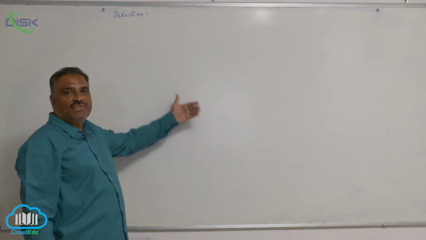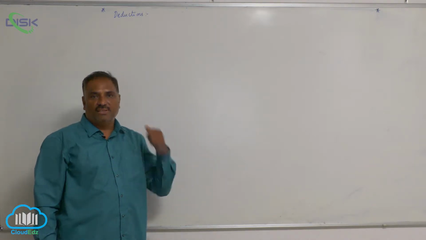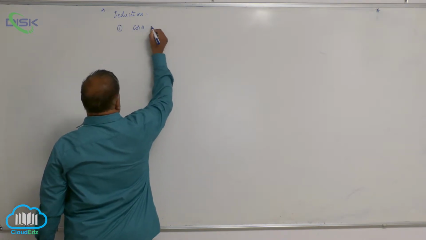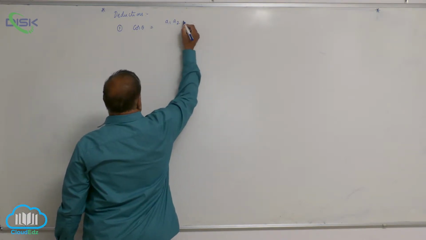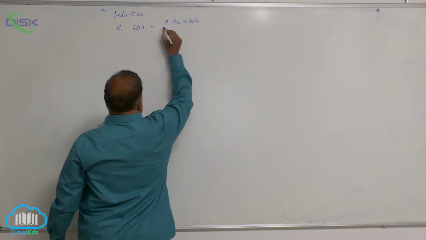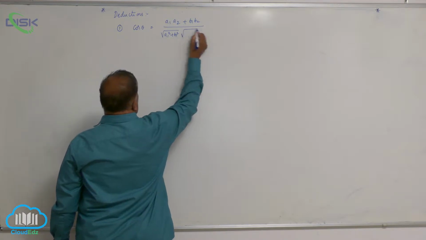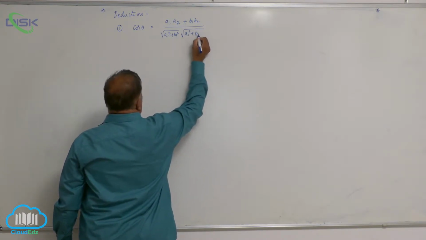We will see the deductions under angle between the two lines. Now, first one, we know that cos theta is equal to a1 a2 plus b1 b2 divided by square root of a1 square plus b1 square into a2 square plus b2 square.